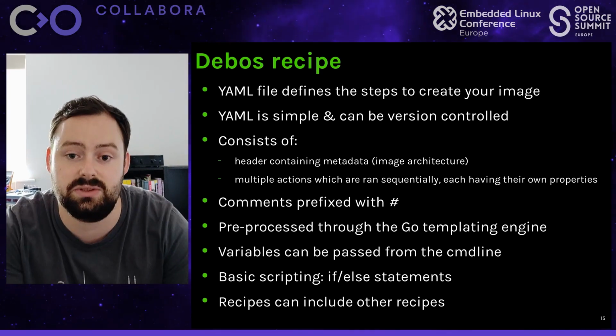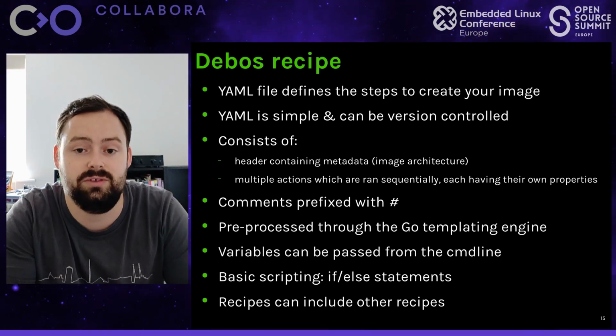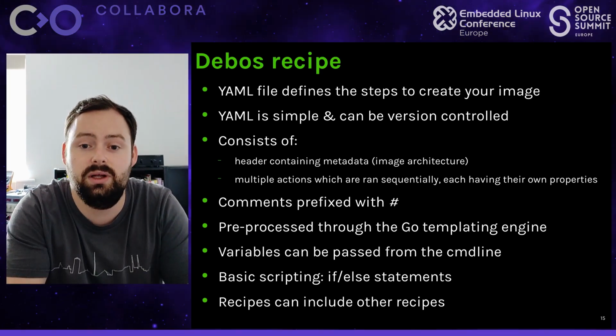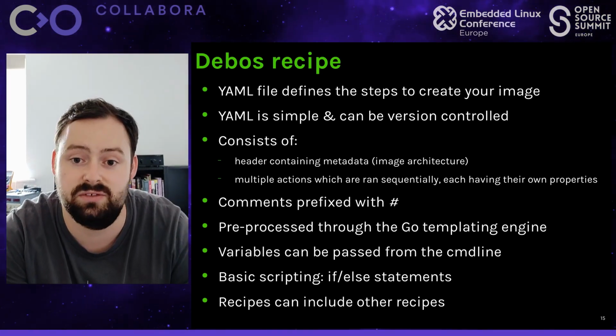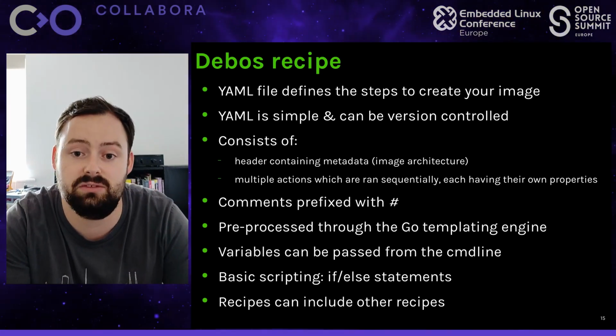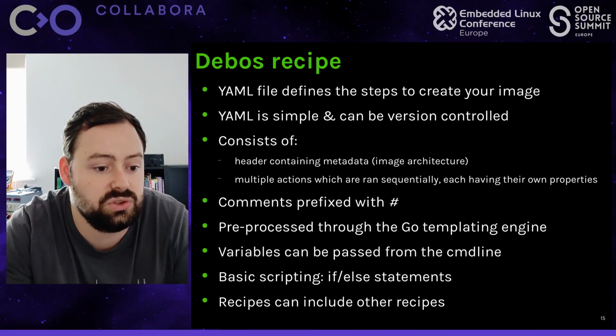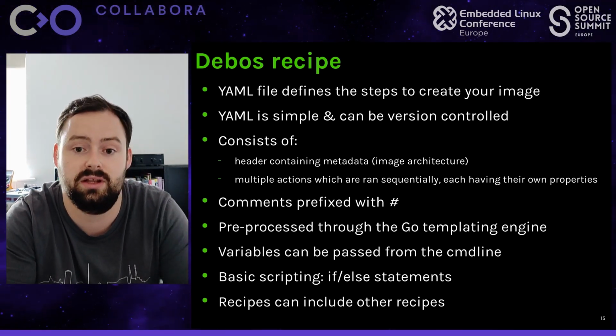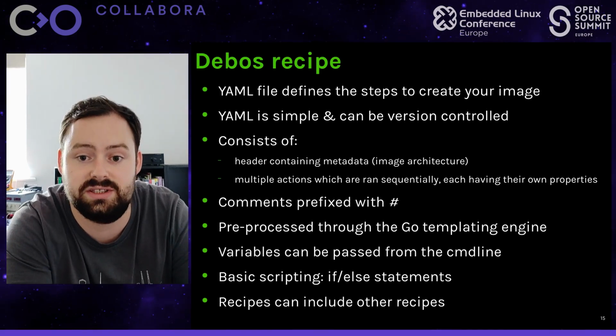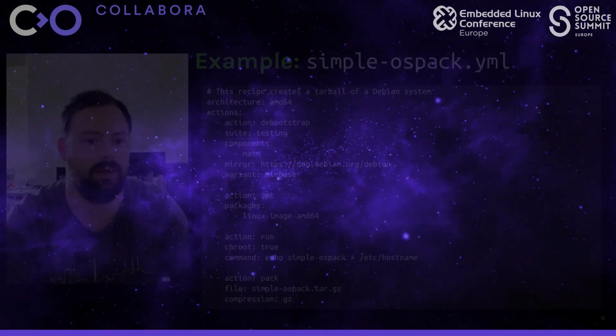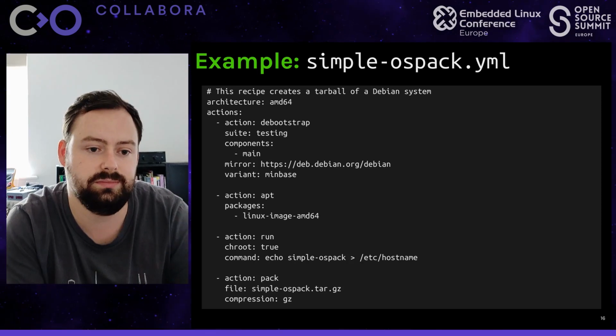You can basically choose different packages to install based on, for instance, what architecture you're building for, or you could have different variants of your image which have got different packages. The list really is endless. Also, the other nice thing is recipes can include other recipes, so you can abstract things off into their own separate files. So here I've got an example.